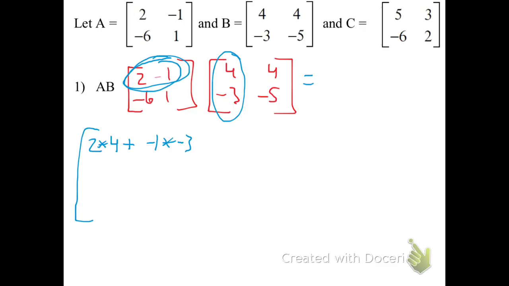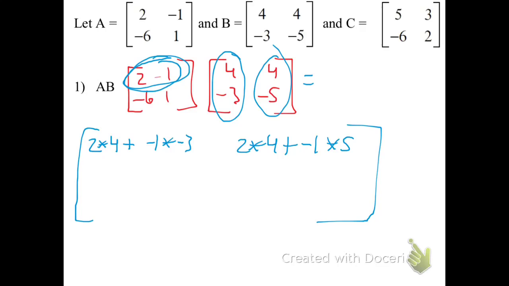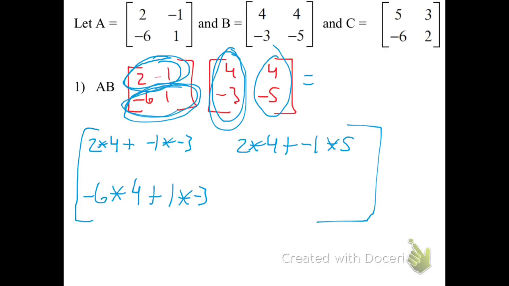your first row times your second column, and you're gonna put it over in this region. And you gotta do 2 times 4 again, and then you add -1 times -5. Okay, and we got our first row done. Our second row needs to now be multiplied by the first column. You gotta do -6 times 4, and then you add 1 times -3.